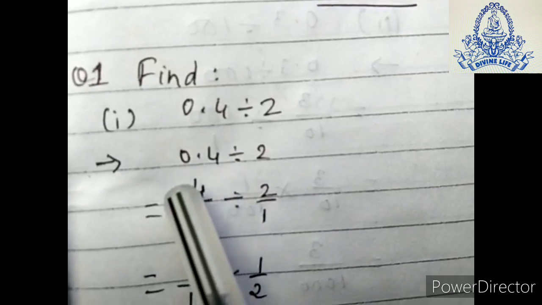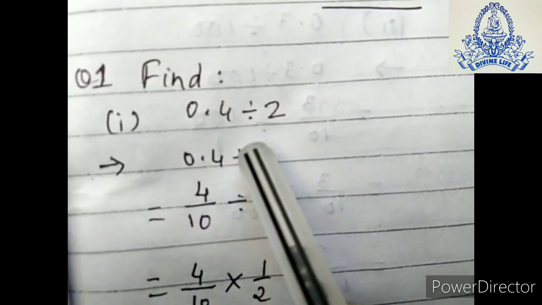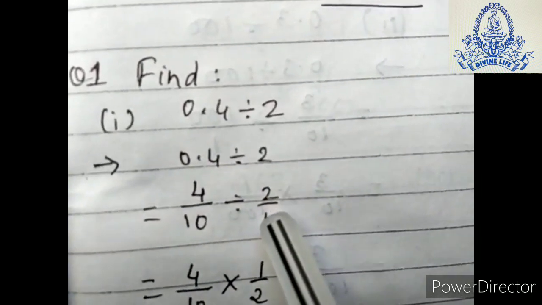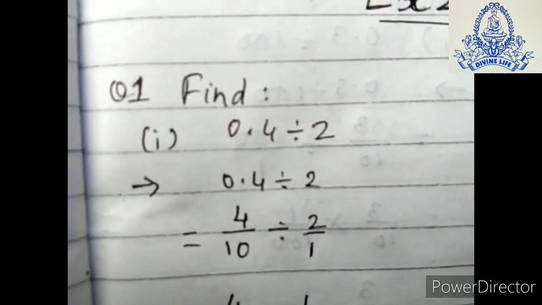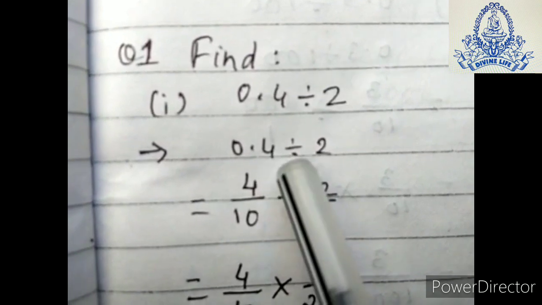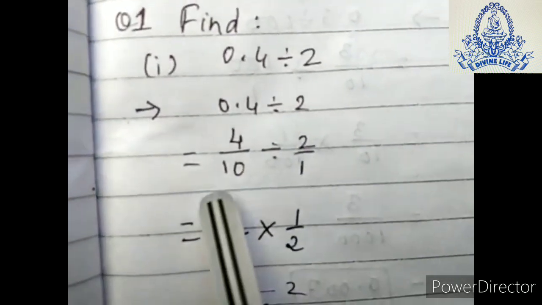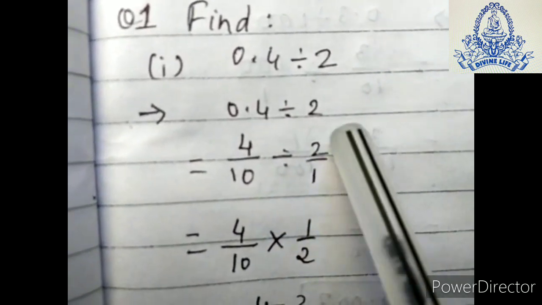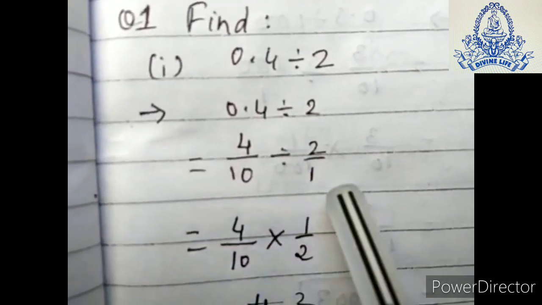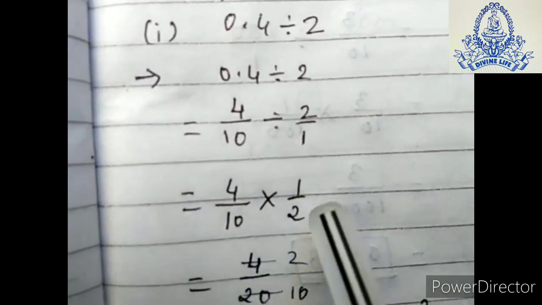We can write it as a fraction, 4 upon 10 divided by 2. The denominator is not given, so we take 1 as the denominator: 2 upon 1. As there is a division, 4 upon 10 divided by 2 upon 1, we will take the reciprocal and convert it into a multiplication. All division sums will be converted into multiplication. So 4 upon 10 multiplied by 2 upon 1, which becomes the reciprocal 1 upon 2. 4 times 1 is 4, 10 times 2 is 20.